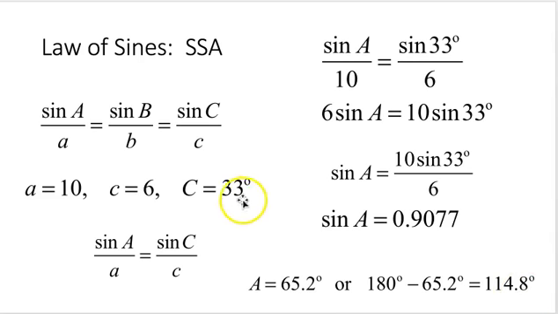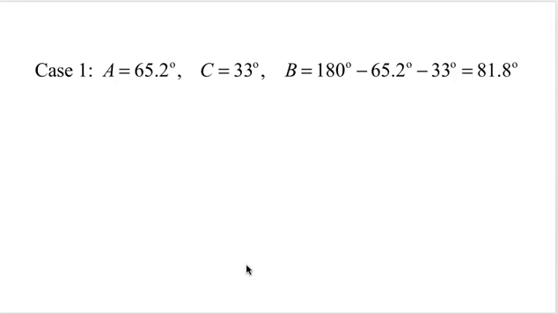Well, 65.2 plus 33 is what? Is 98.2. So that still leaves us plenty of room to have a third angle. 114.8 plus 33 is 147.8. Again, we have enough left to have a third angle. So we have two possible triangles that work from this set of circumstances.